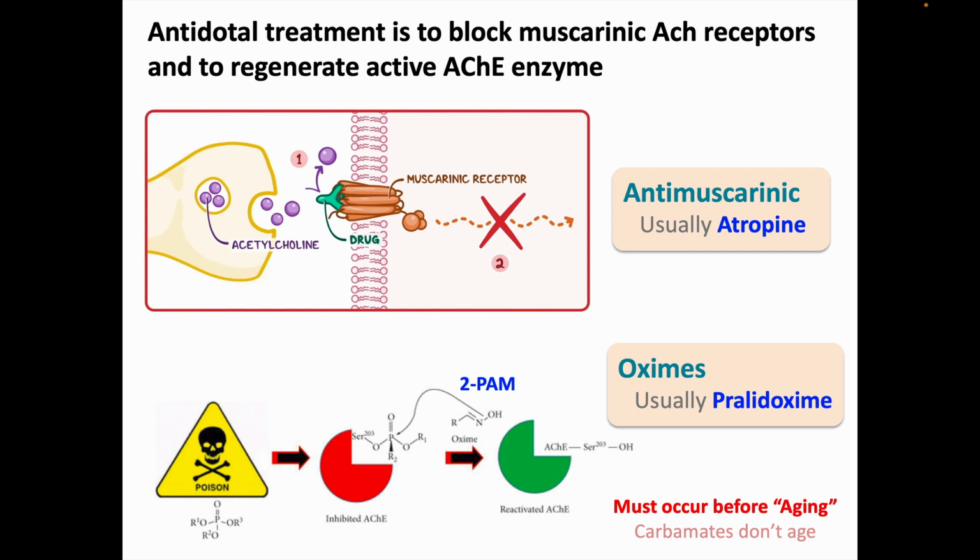For pralidoxime to be effective to regenerate a given acetylcholinesterase molecule, it must be given before organophosphate aging has occurred. In the case of carbamate exposure, pralidoxime also works there to kick them out of the enzyme active site, but with carbamates there is no aging process, and even late pralidoxime will work.